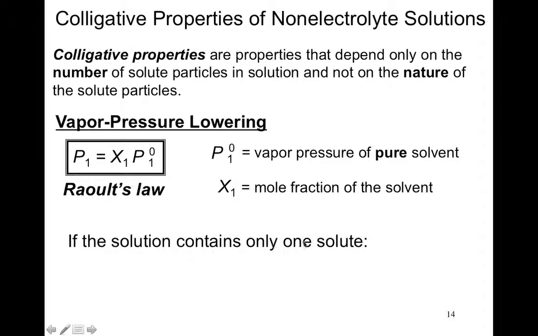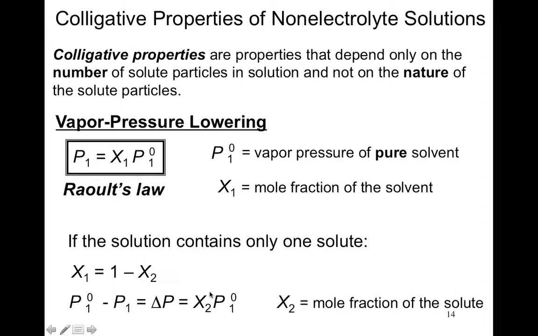So if the solution contains only one solute, then X1 is equal to 1 minus X2. And then we can solve for this: P1 naught, which is the vapor pressure of the pure solvent, minus P sub 1, which is our vapor pressure lowered, is equal to delta P. And so delta P is equal to X2 P1 naught, the vapor pressure of the pure solvent, and X2 is the mole fraction of the solute. So X1, mole fraction of the water, X2, mole fraction of the salt.